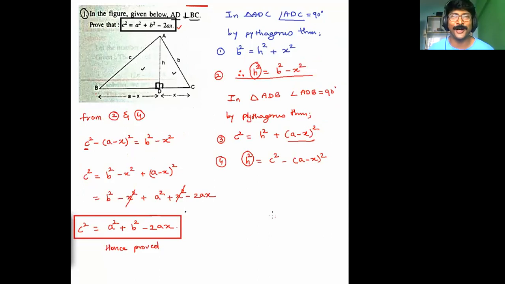I hope, students, you understood this. So what was the logic? There was no h, and h was a common side. So I made equation number 1 in the format of h. I made equation number 4 in the format of h, and I just equated. When I equated both right hand sides, h got eliminated, and then finally I got everything in terms of c and a and x. I hope you understood this, and you will be able to do such sums if they come.